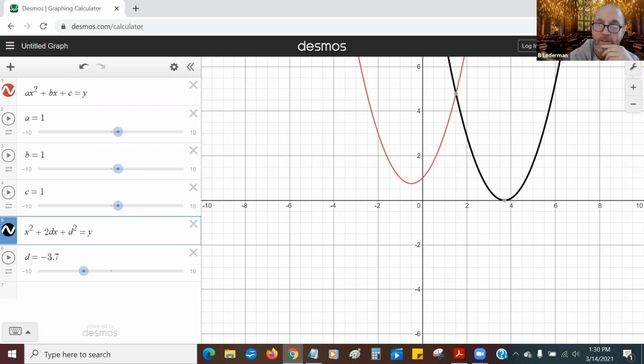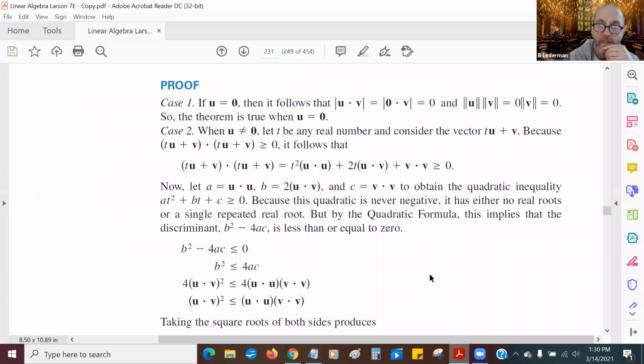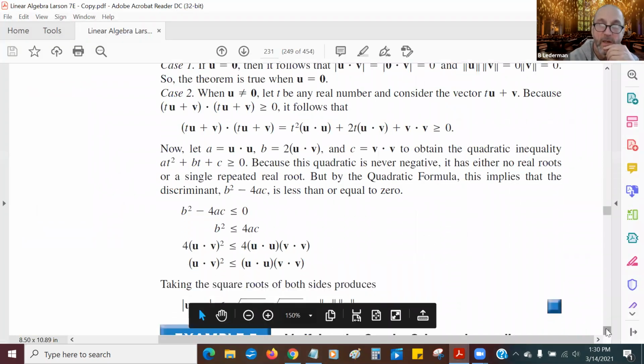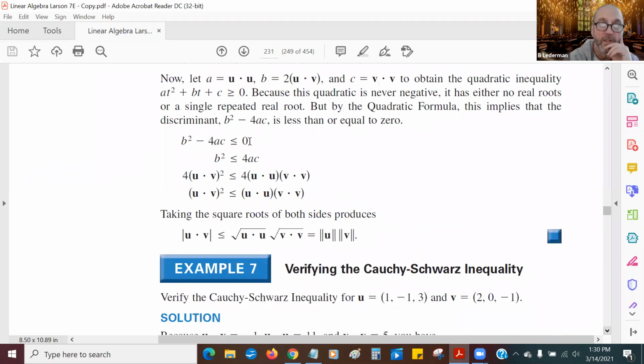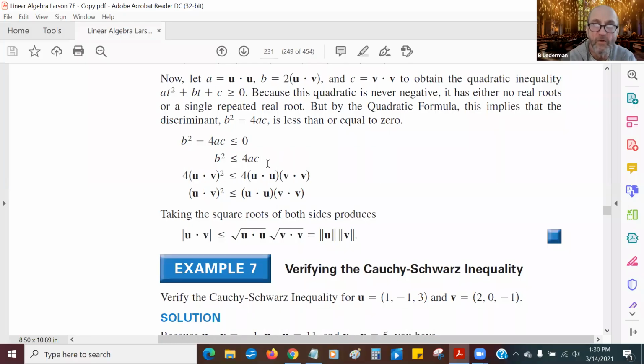Let's go back. So now we know b squared minus 4ac is less than or equal to 0, which means b squared is less than or equal to 4ac. Why less than or equal to 0? Because if b squared minus 4ac was greater than 0, I would have 2 real roots. If it's less than 0, I have no real roots. If it equals 0, I have 1 real root.